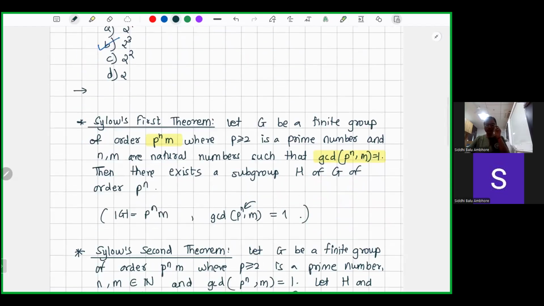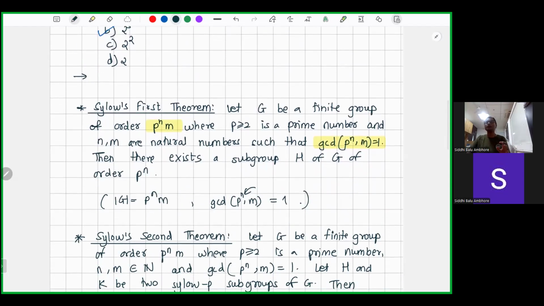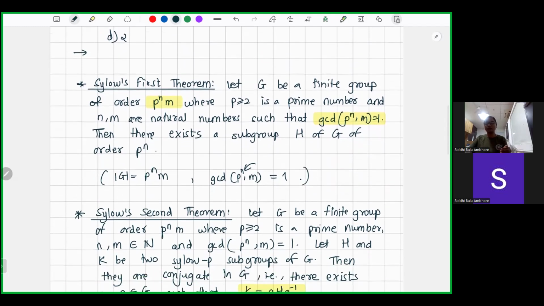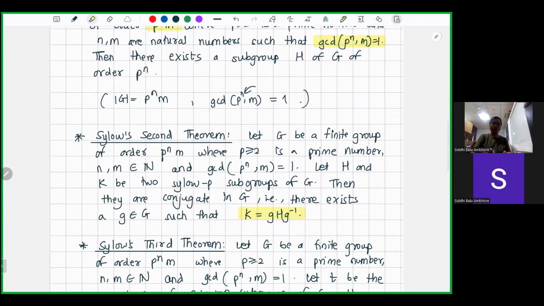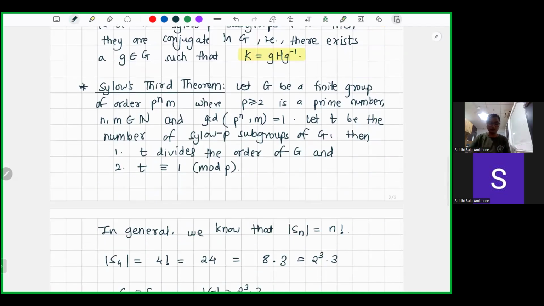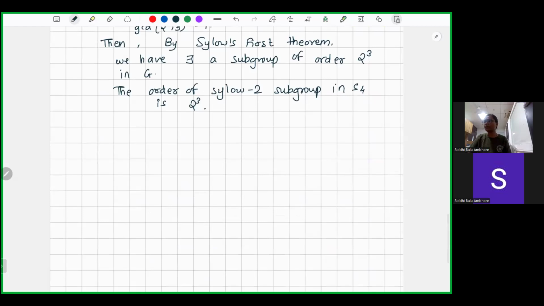Okay, so when you are asked to find the order of the Sylow P-subgroup in group G, what you need to do is express the order of G in this form, and the moment you have it in this form, the order of the Sylow P-subgroup will be this P power n. Okay, so that's what this question was asking. I hope this is clear. And let us now move to the second question.